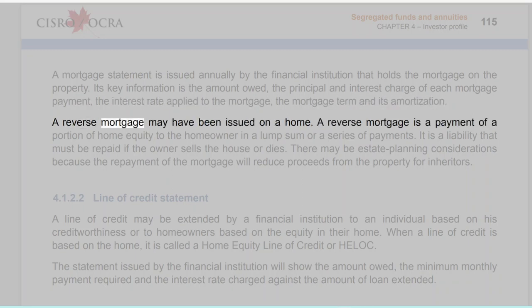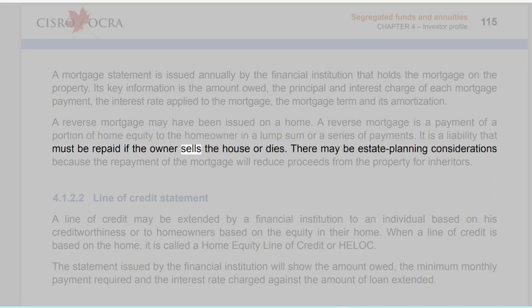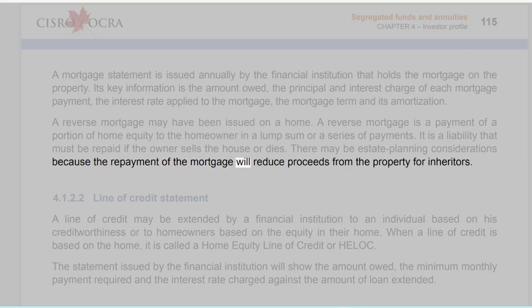A reverse mortgage may have been issued on a home. A reverse mortgage is a payment of a portion of home equity to the homeowner, in a lump sum or a series of payments. It is a liability that must be repaid if the owner sells the house or dies. There may be estate planning considerations, because the repayment of the mortgage will reduce proceeds from the property for inheritors.